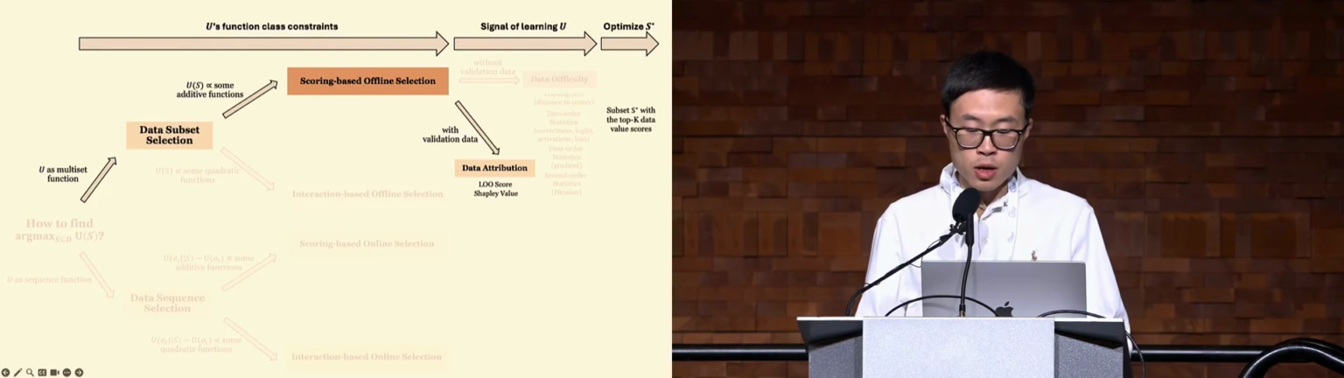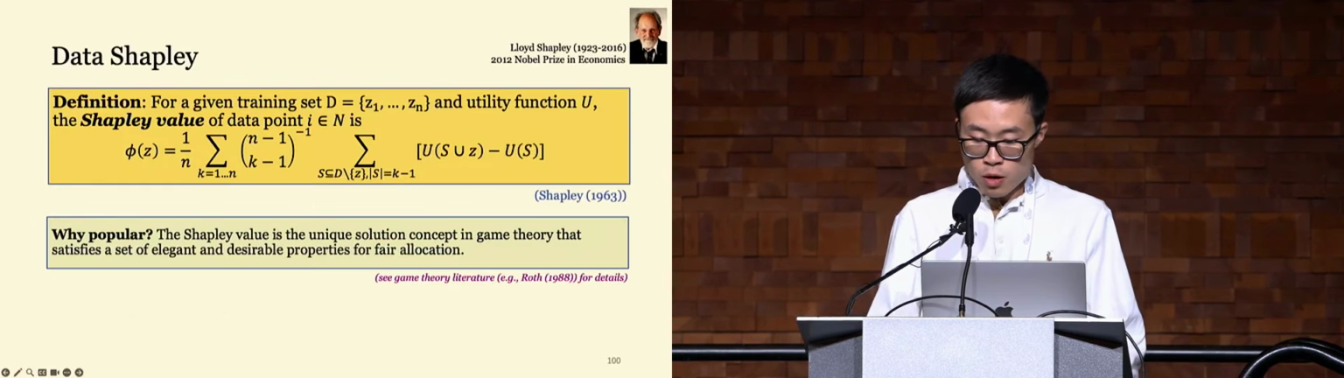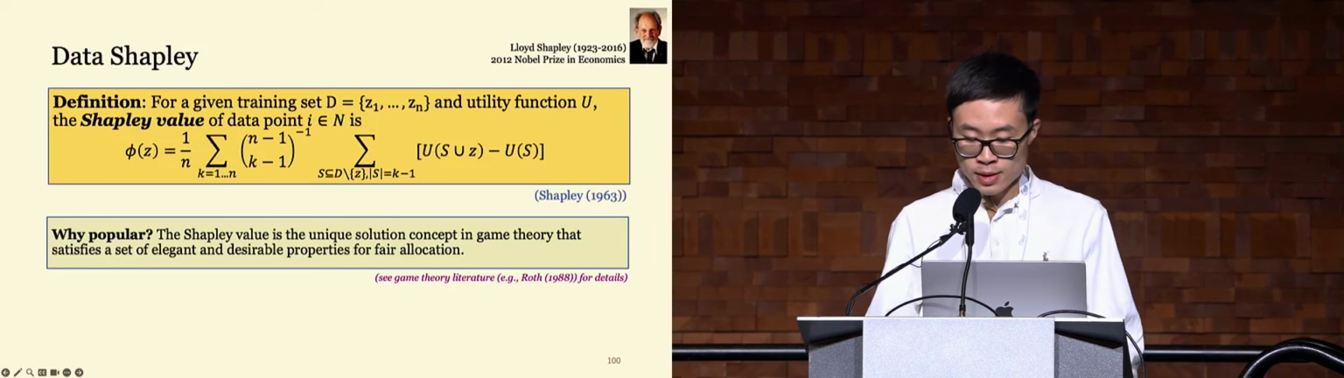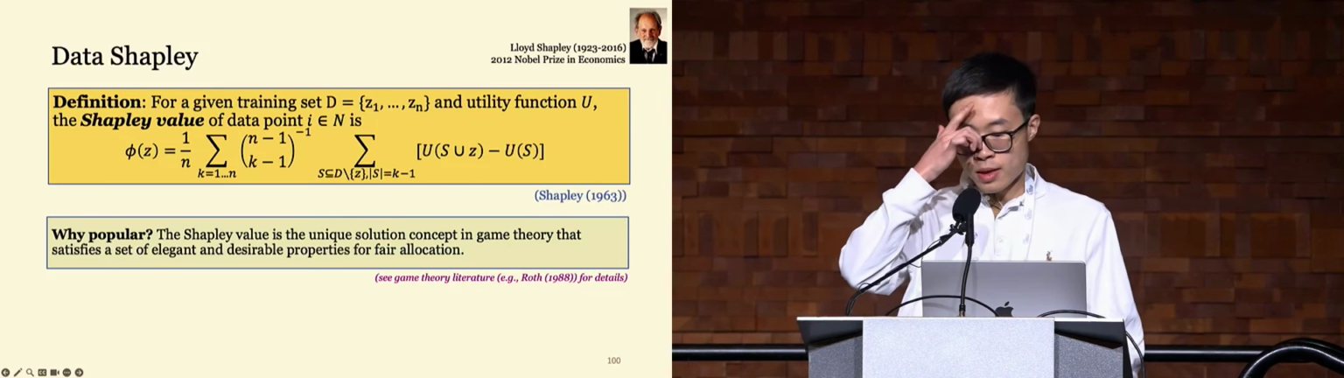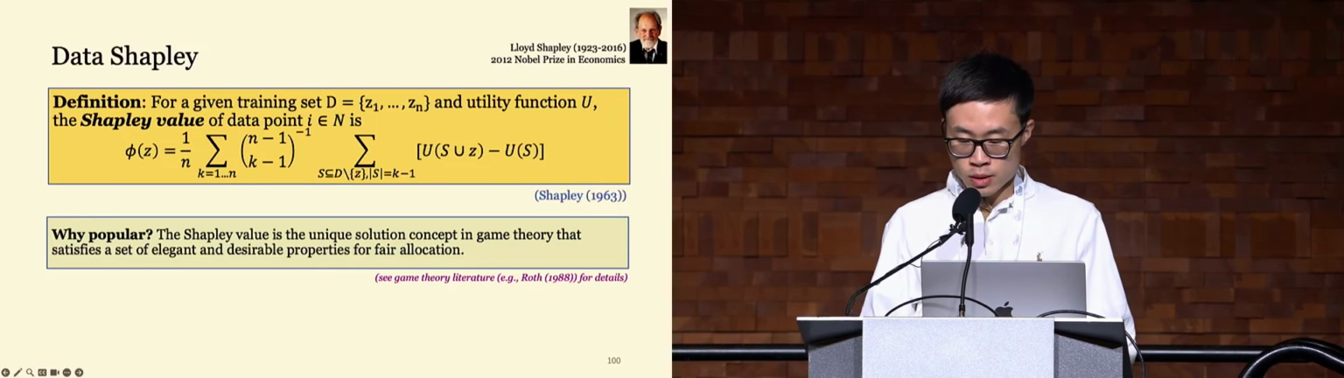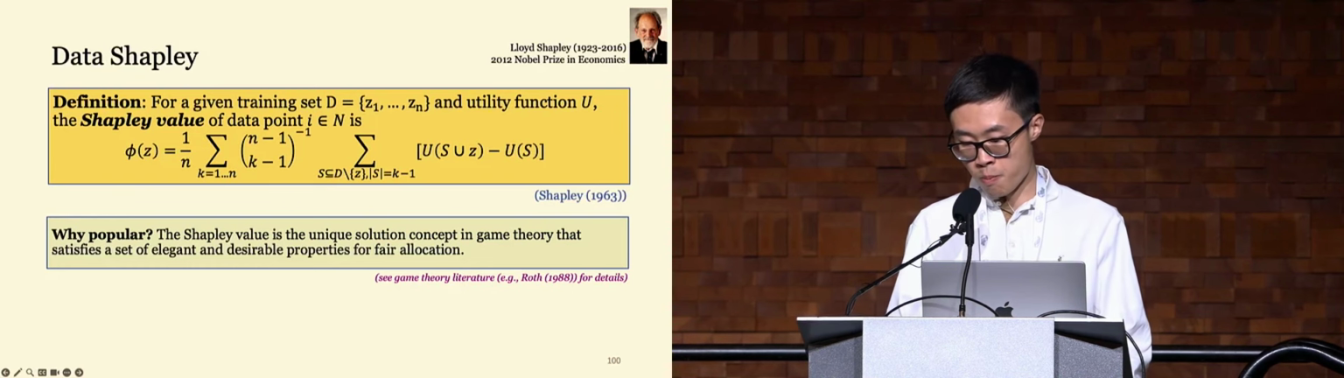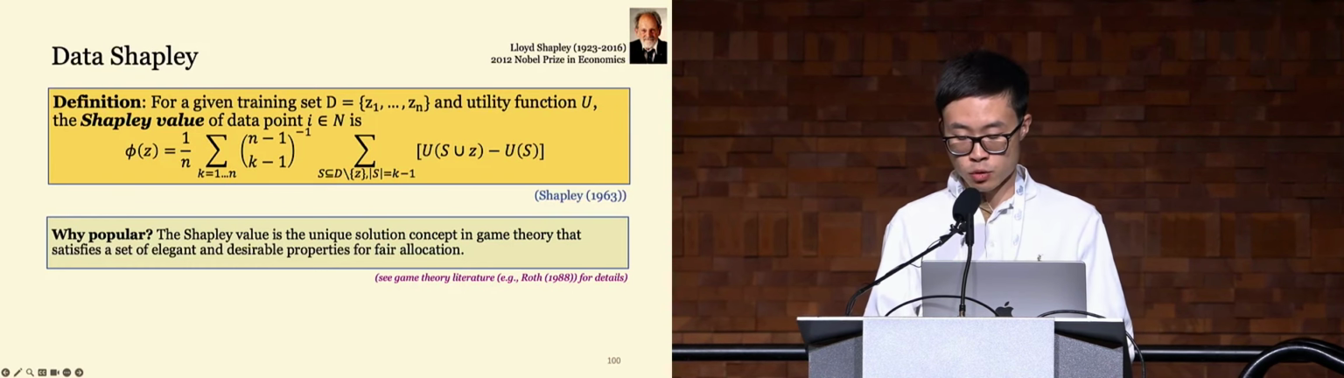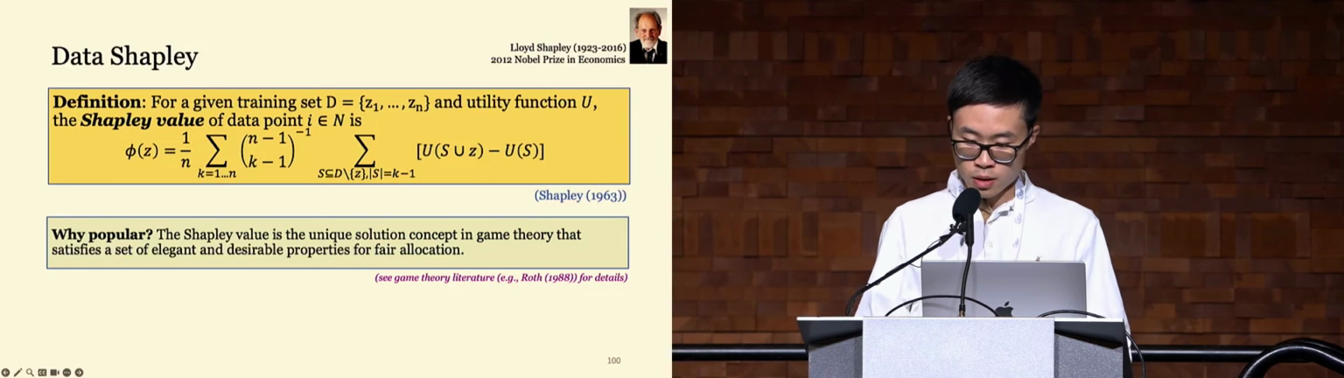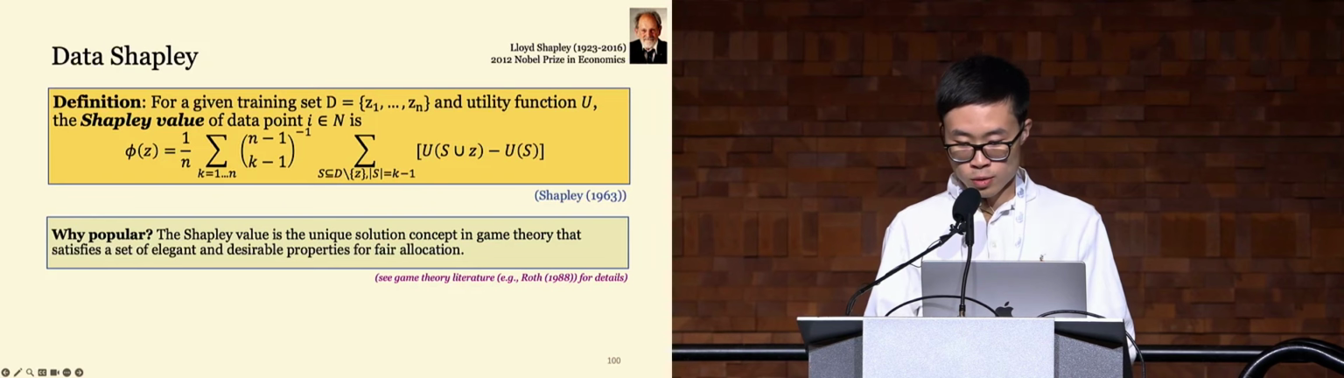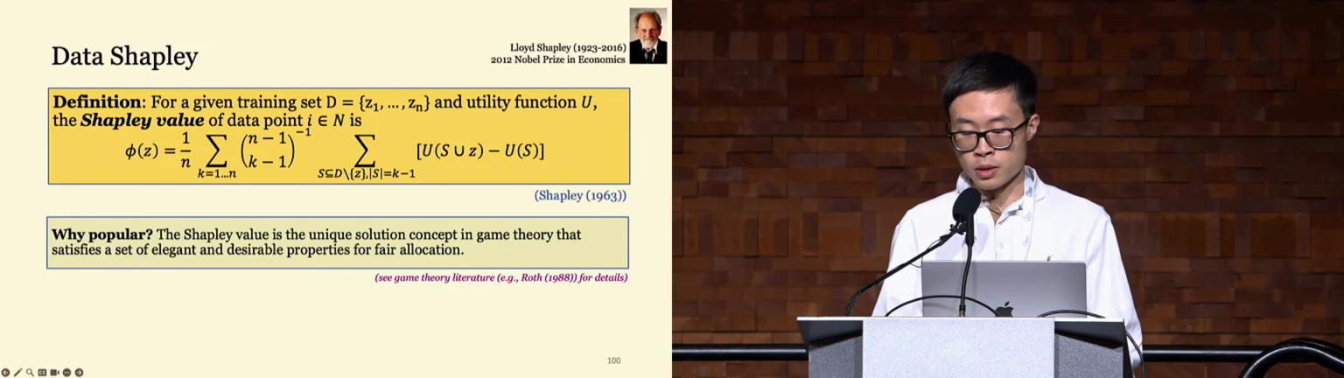Okay, so now we have a unified framework for data selection. How can we use it to analyze the existing algorithms? Here we study the most popular scoring-based methods, and more specifically we study the data attribution methods that belong to that category. This category includes examples like leave-one-out score, influence function, and the Shapley value.